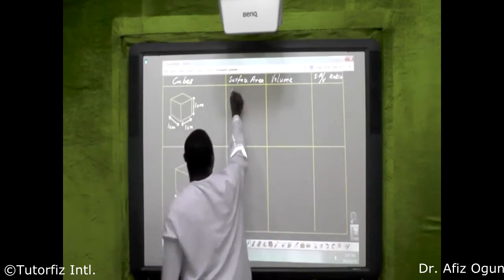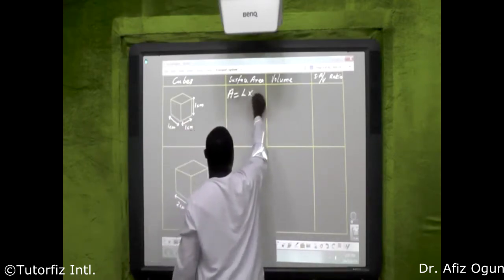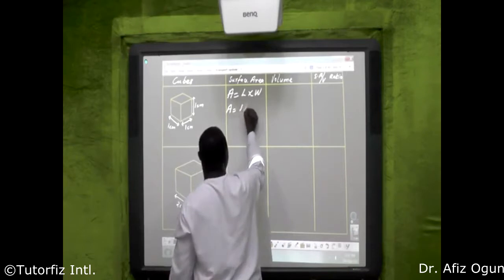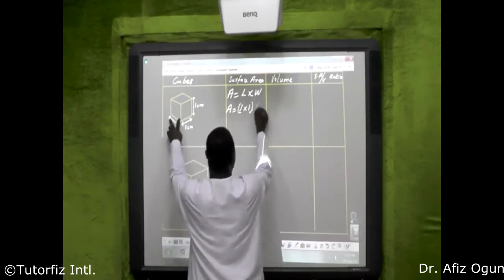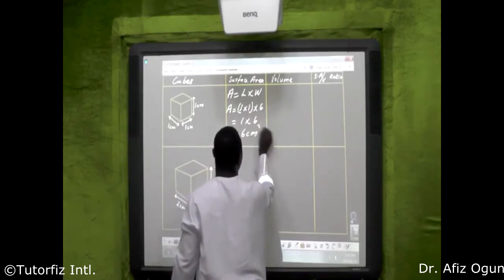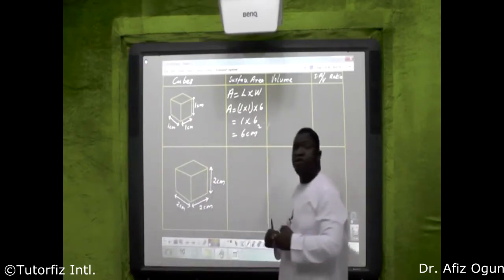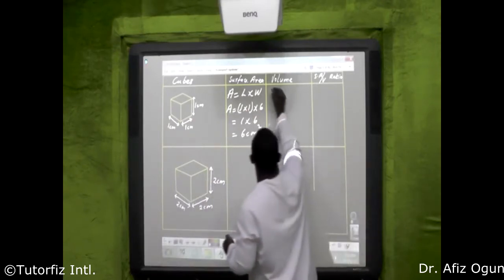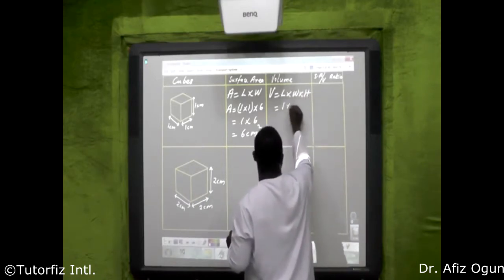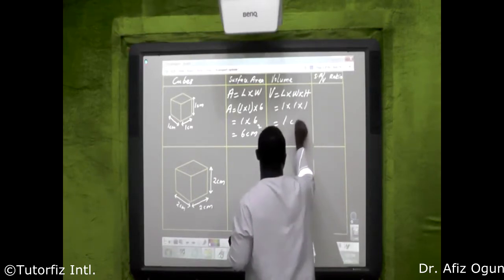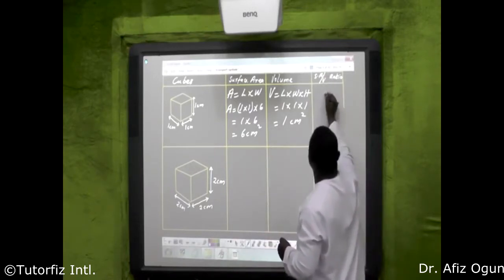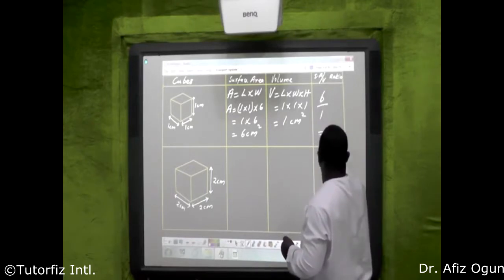Each surface is 1 multiplied by 1, because area is length multiplied by width. So the total area will be equal to 1 multiplied by 1, that's one surface, all multiplied by 6. So I have 1 multiplied by 6, which is 6 centimeter square. What about the volume? Volume is length times width times height, L times W times H. So I have 1 multiplied by 1 multiplied by 1, which is equal to 1 centimeter cube. So what is my surface area to volume ratio here? 6 divided by 1 is equal to 6.